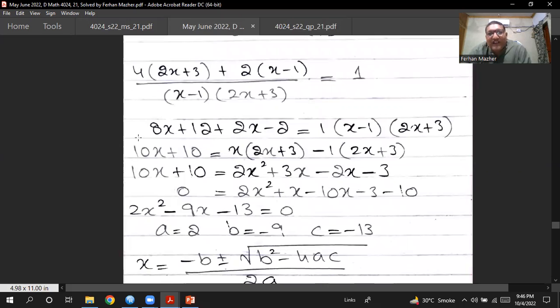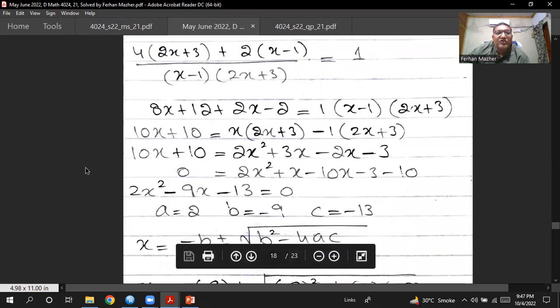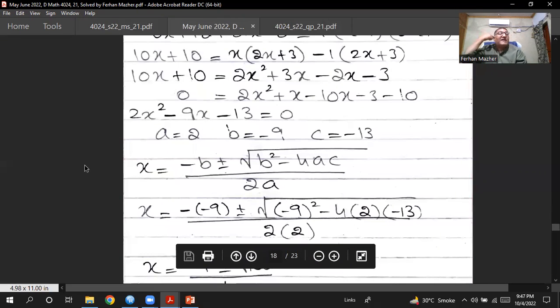So on the left side, you will have 10x + 10 equals 2. When you multiply these two brackets, you will have x(2x + 3) - 1(2x + 3). So here you will have 10x + 10 equals 2x squared + 3x - 2x - 3. So take them to the other side. So 0 will equal 2x squared + x - 10x - 3 - 10. So you will have 2x squared - 9x - 13 equals 0.